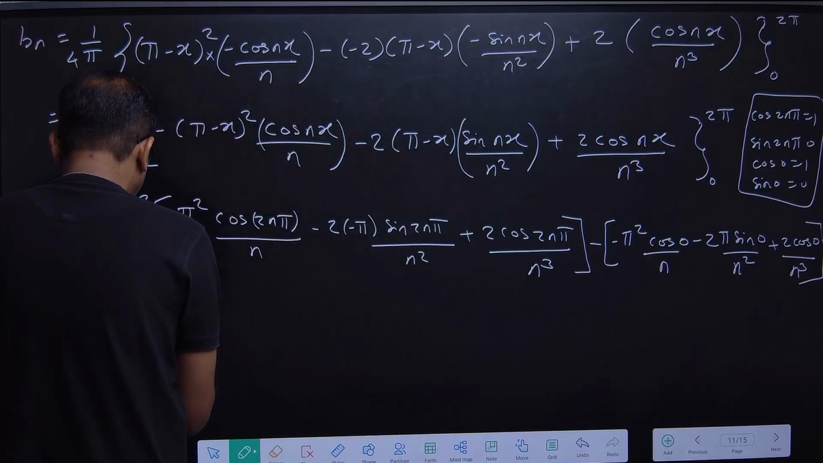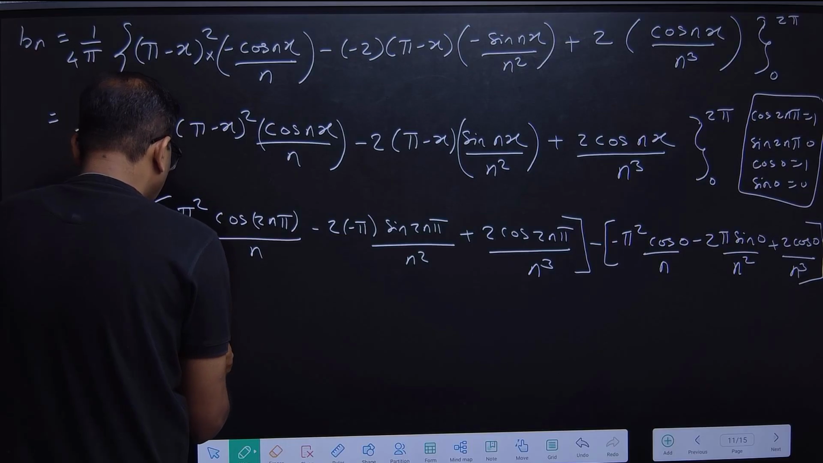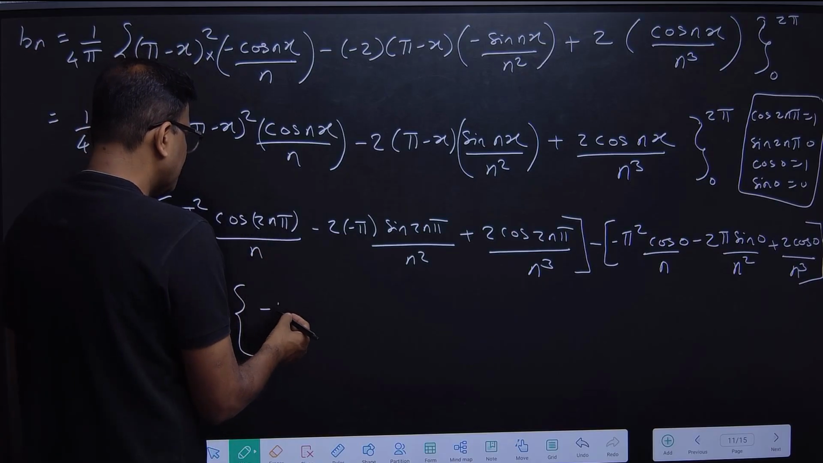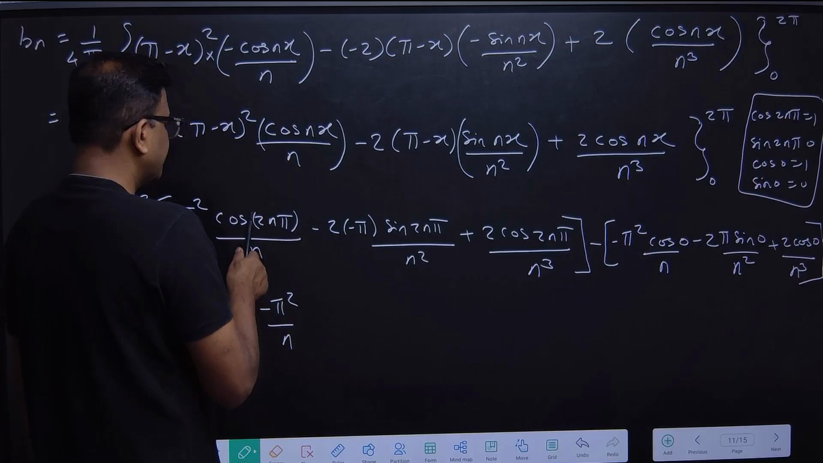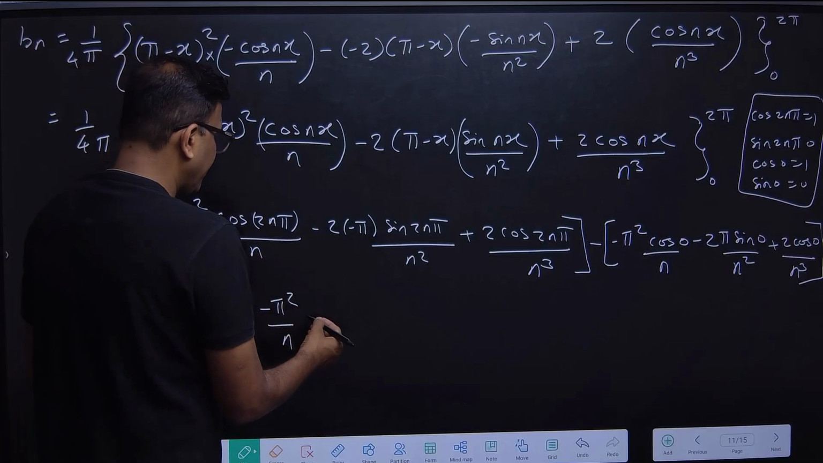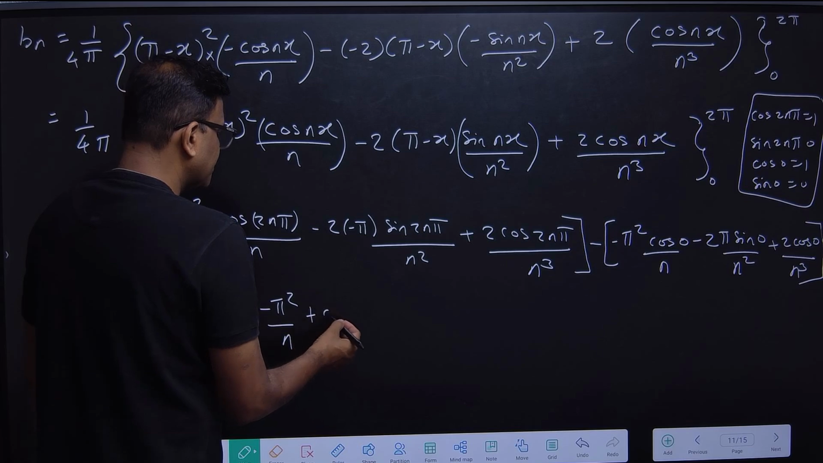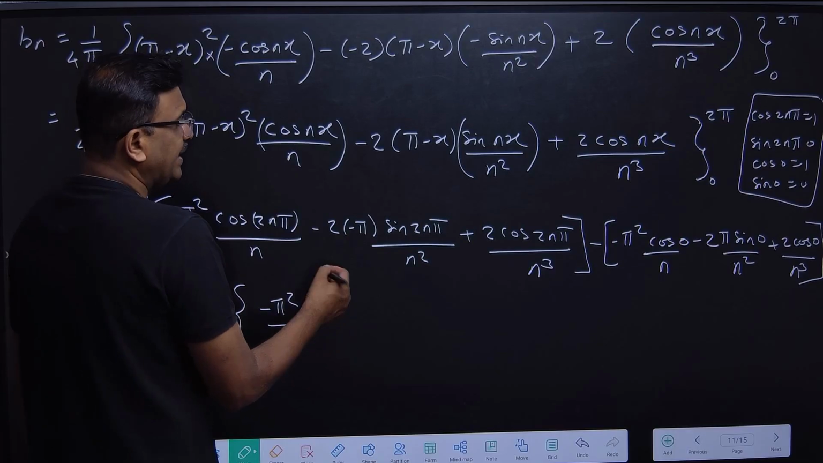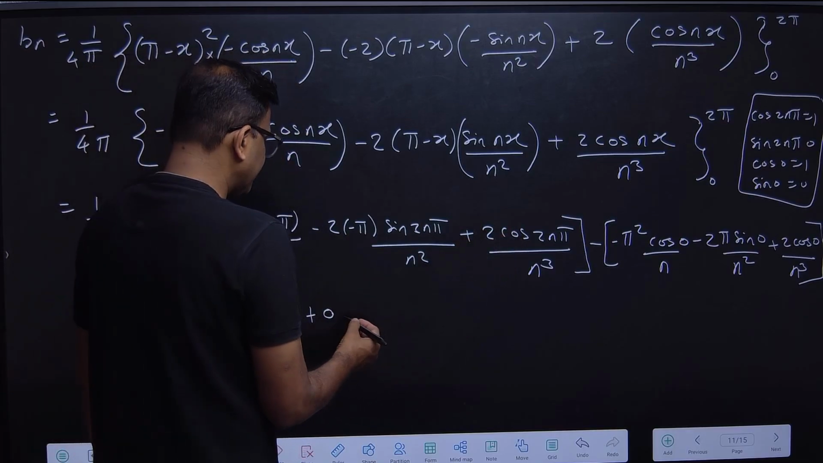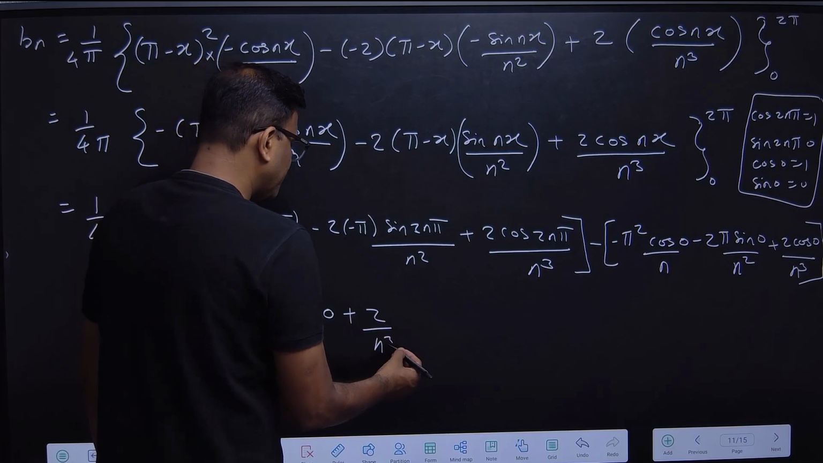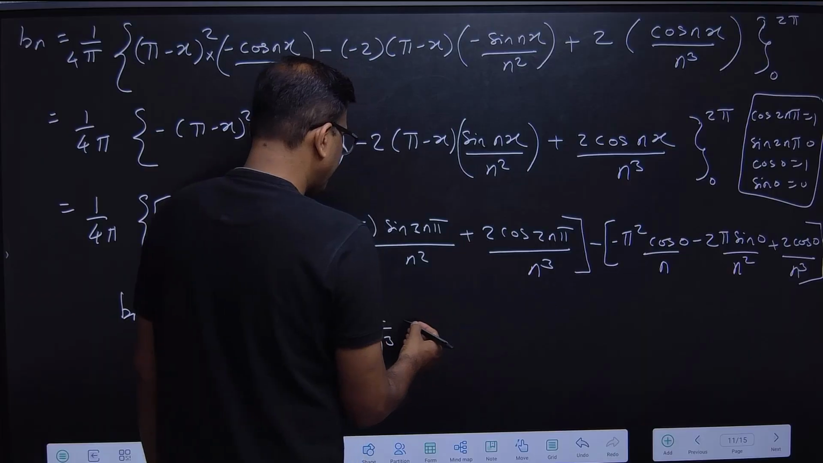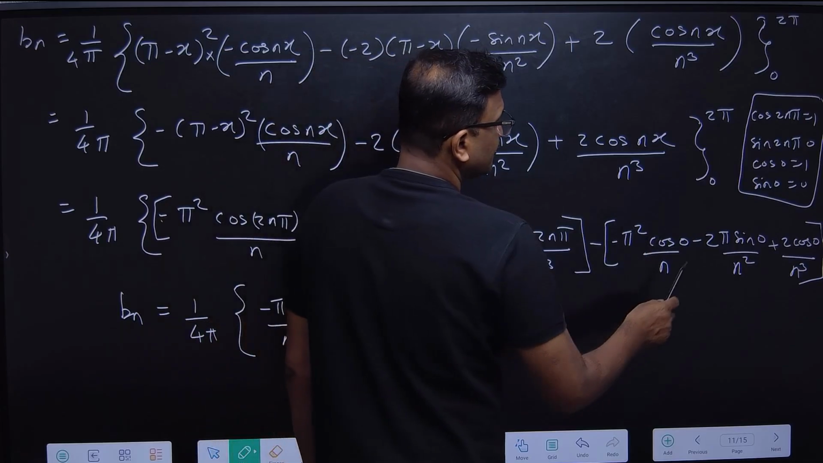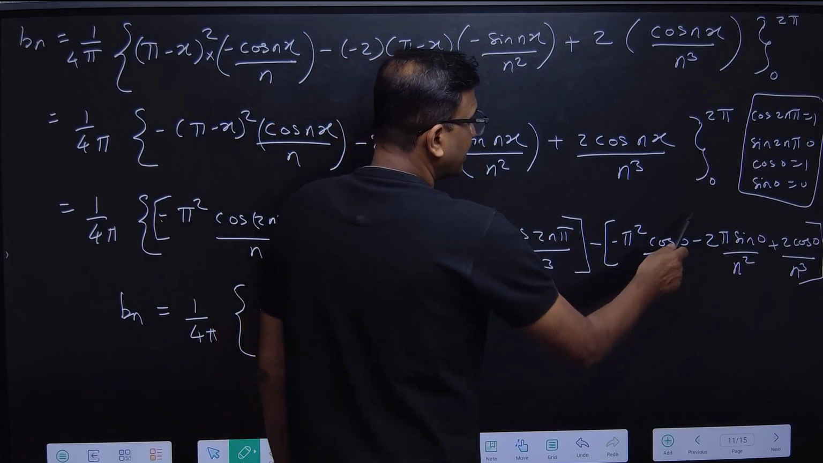So see, we'll get bn is equal to 1 upon 4 pi into, see, this cos 2n pi is 1, so this will be minus pi square upon n. Sin 2n pi term is 0, this minus into minus is plus, but sin 2n pi is 0, so 0 into anything is going to be 0, so this entire term becomes 0. Cos 2n pi becomes 1, so this becomes 2 upon n cube. Minus into minus will be plus pi square, cos 0 is 1 upon n. Substituting cos 0 is 1, sin 0 is 0. So 0 into that 2 pi becomes 0.